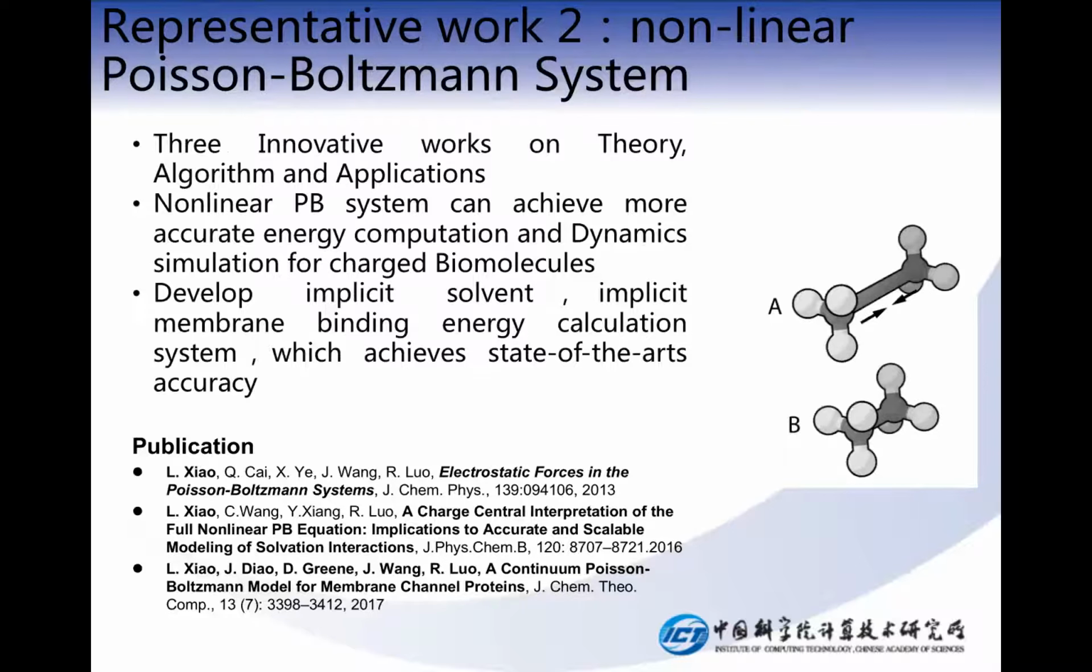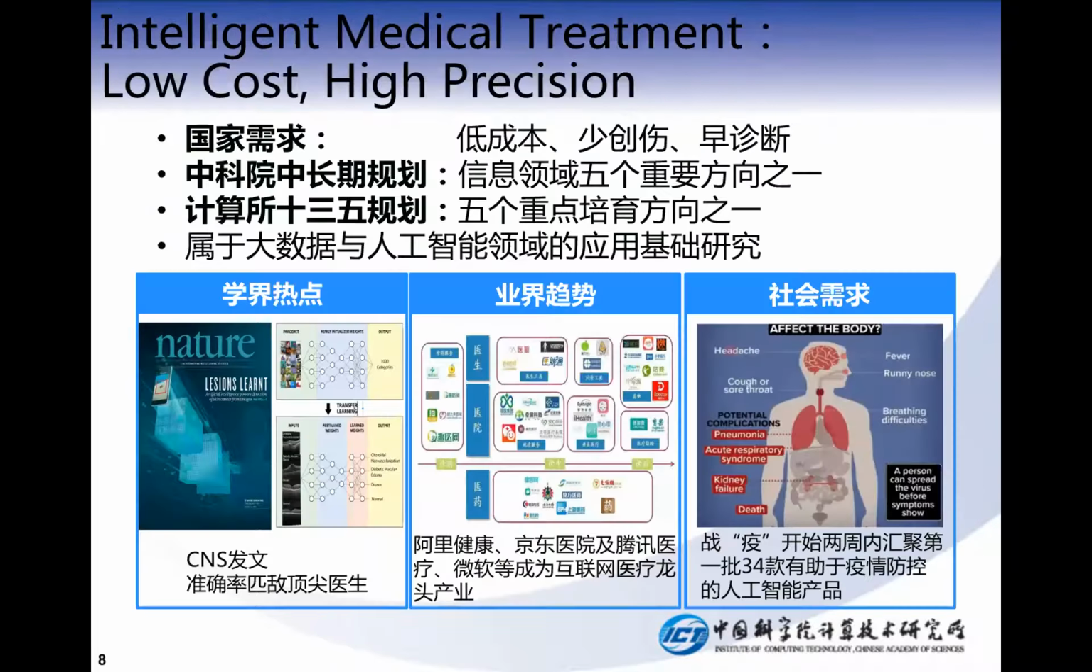We developed three innovative works on theory, algorithm, and application based on PB. The nonlinear PB can achieve more accurate energy computation and dynamic simulation for charged biomolecules. Based on the algorithm, we developed the implicit solvent, implicit membrane binding energy correlation system, which achieves state-of-the-art accuracy. When I came back to China, my research focused on intelligent medical treatment.